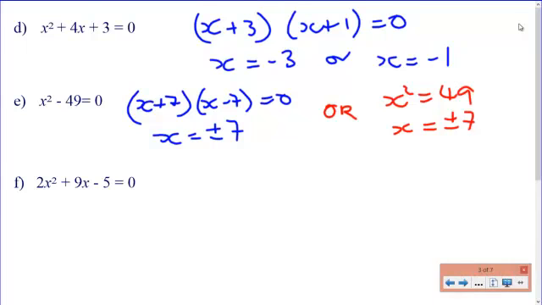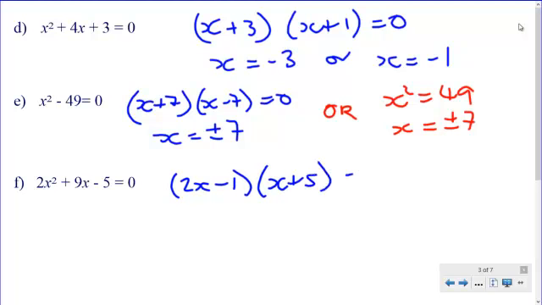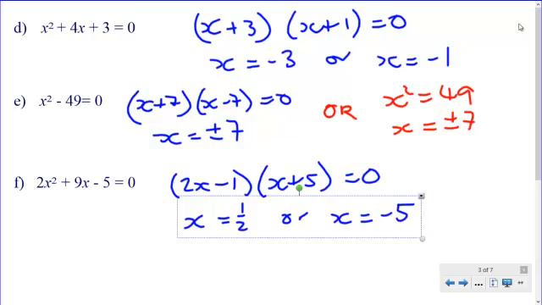And finally, 2x squared plus 9x minus 5 is equal to 0. Here's an example of a non-monic trinomial, so you need to be good at factorising. This factorises to (2x minus 1) times (x plus 5), and that equals 0. And again, we can solve each of these equations really by inspection. x is equal to a half or x is equal to negative 5.